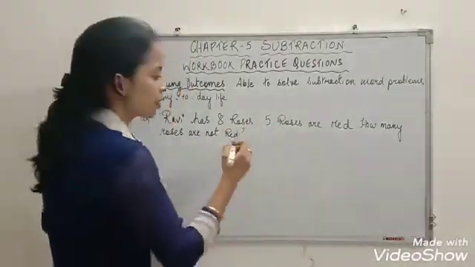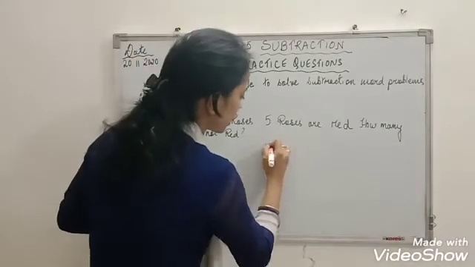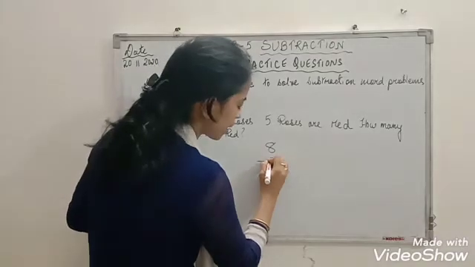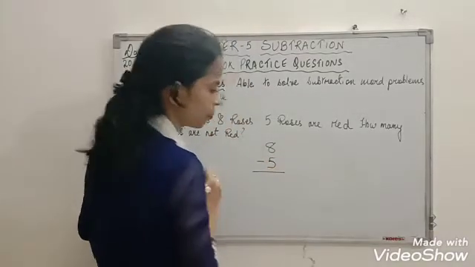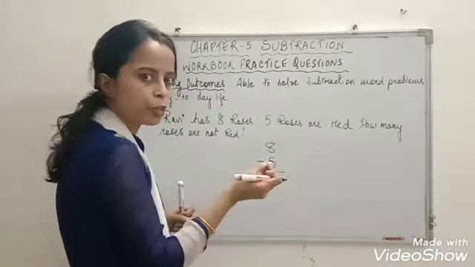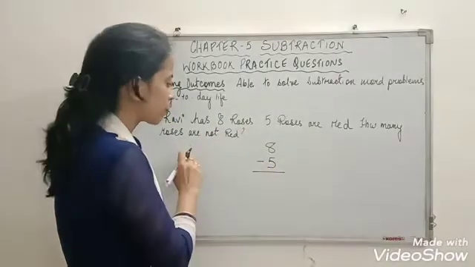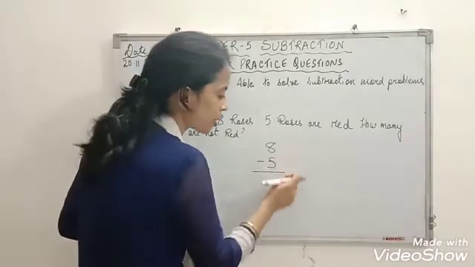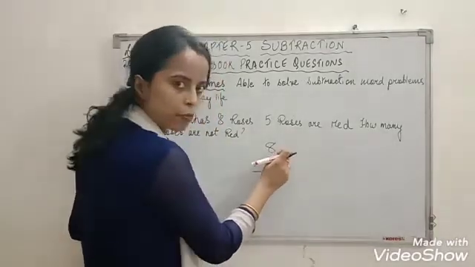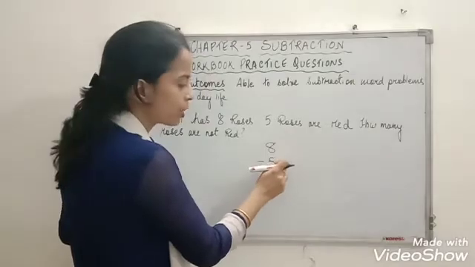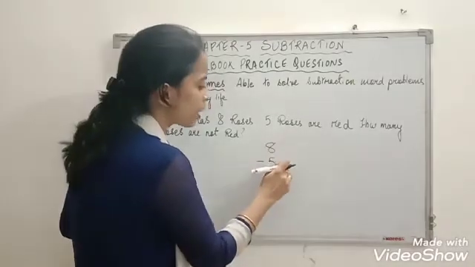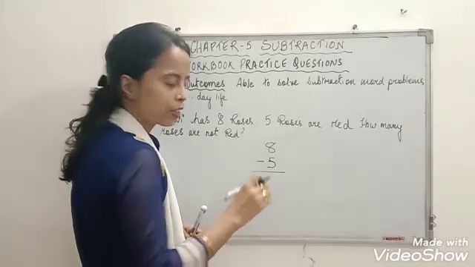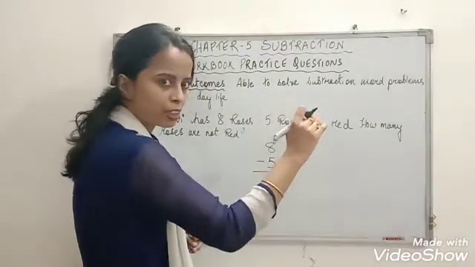So, Ravi has how many roses? 8. Out of 8 roses, how many are red? 5 roses are red. So, 8 minus 5. We are going to find out how many roses are not red. So, do subtraction from the total number of roses, 8. Out of 8, 5 are red. So 8 minus 5. From 8, you remove 5.